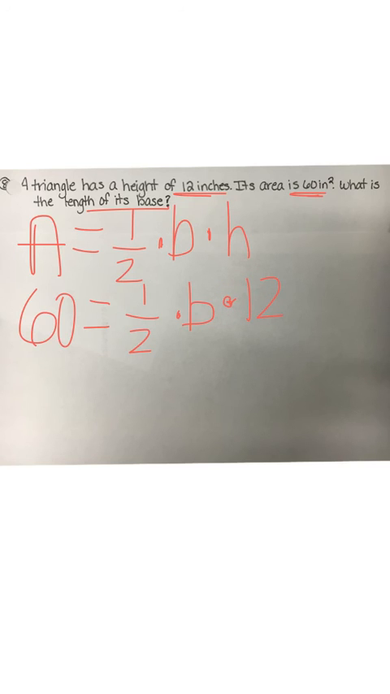You can multiply 1/2 times 12 by taking half of 12, and that will be 6, and it's multiplied times b, so we'll just keep it 6b. We need to get rid of the 6, so we'll divide by 6 on both sides, and that will give us a base of 60 divided by 6, which is 10. Bring down your label. It's inches. Because it's just a side, it stays inches. So the base is 10 inches.